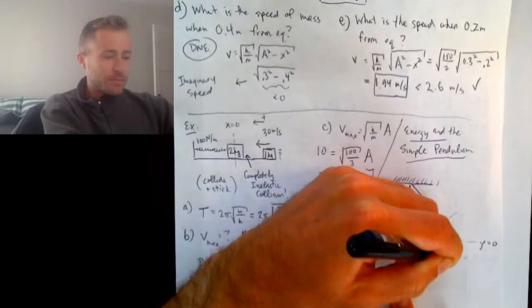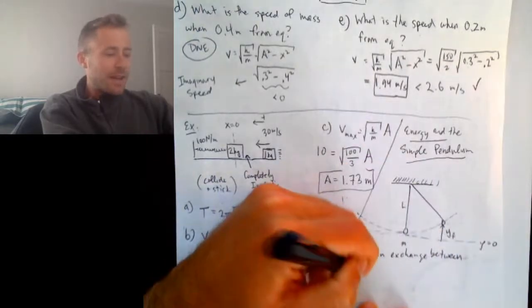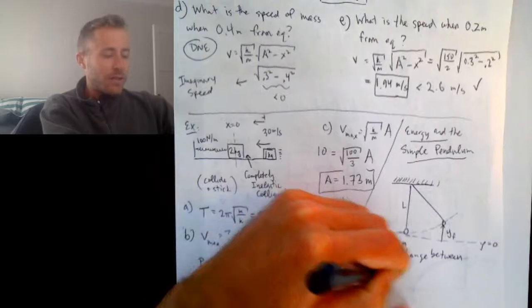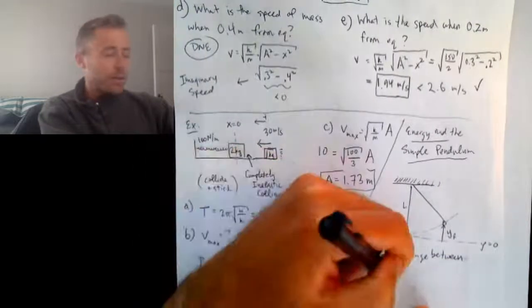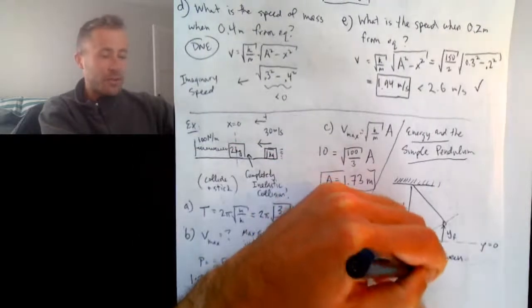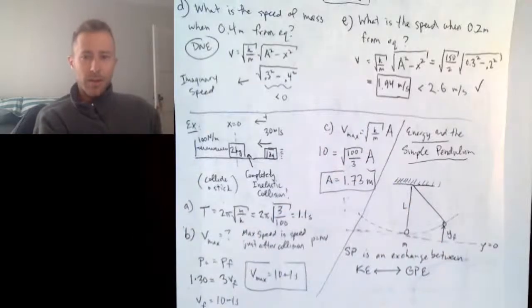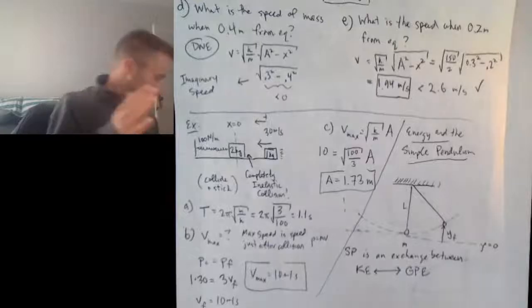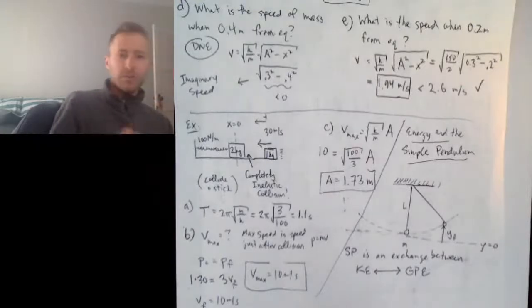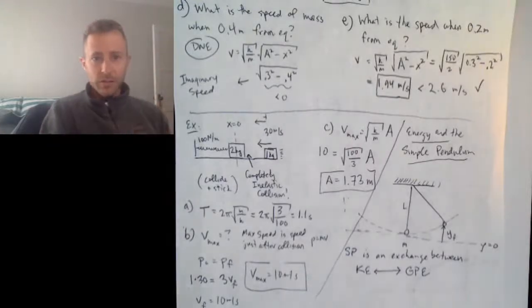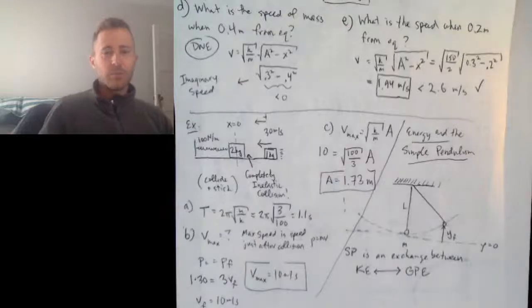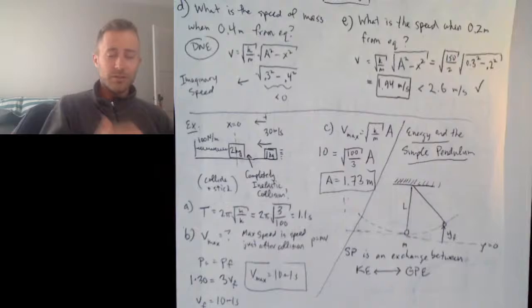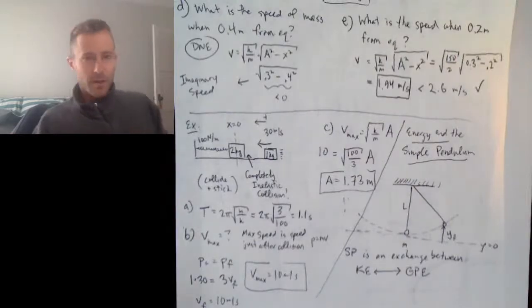So basically, the lesson is a simple pendulum is an exchange between kinetic energy and not elastic potential energy, but gravitational potential energy. Okay? So whereas the mass spring system is kinetic to elastic to kinetic to elastic to kinetic to elastic, a simple pendulum is kinetic to gravitational to kinetic to gravitational to kinetic to gravitational. Okay?